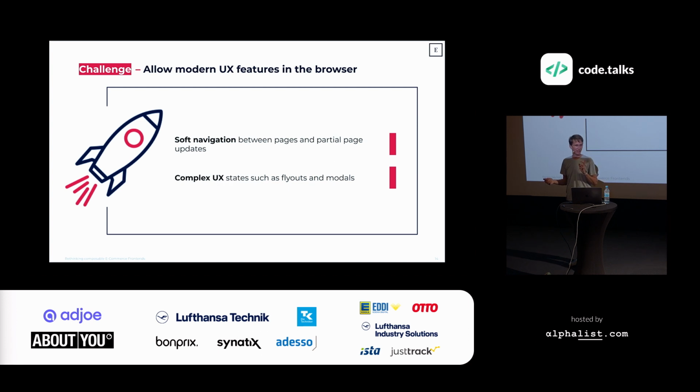I want it to feel like a single page app. So there should be no flashes of white content. There should be a smooth transition between pages. And what I also want is to have easy, complex UX states, such as modals and drawers. So it feels like a modern application, not just like a bunch of documents stitched together.